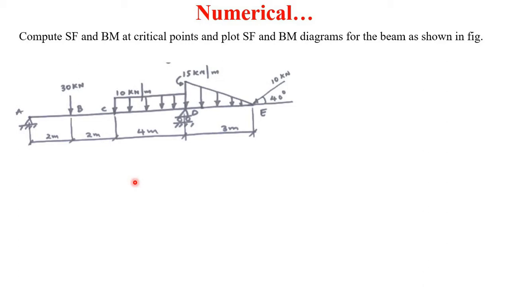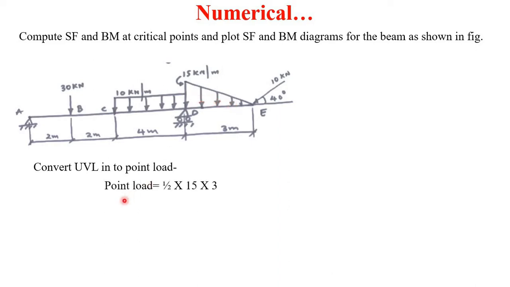Now we will see here. As we saw in the previous numericals, where a uniformly distributed load is given, and here from D to E a uniformly varying load is given, first of all we have to convert the uniformly distributed load into a point load, and the uniformly varying load into a point load, and find the location of these point loads. So first we will convert this uniformly varying load into a point load.